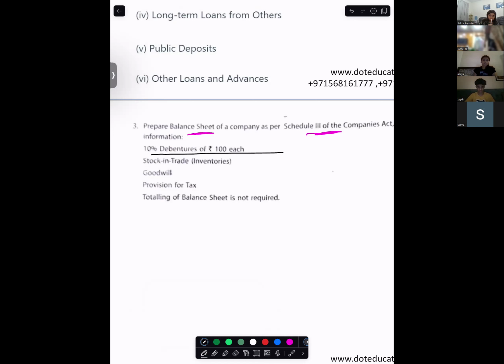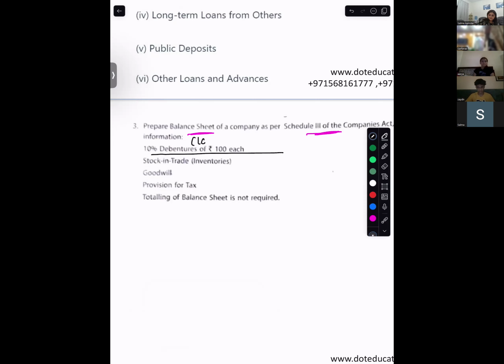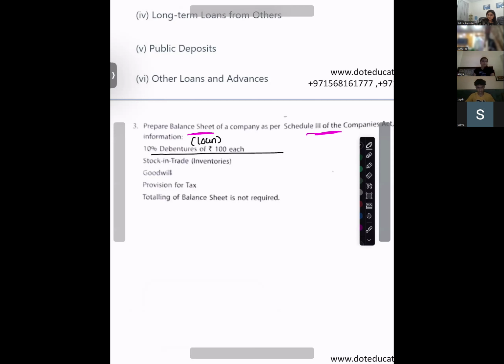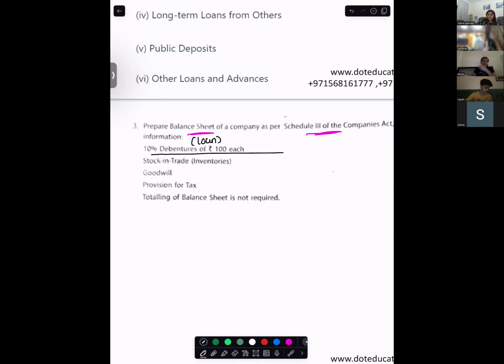Authorized capital? Issued capital? Debentures is a loan. So this will be what? Long-term borrowings. Long-term borrowings will come under which head? Non-current liabilities. Are you with me?